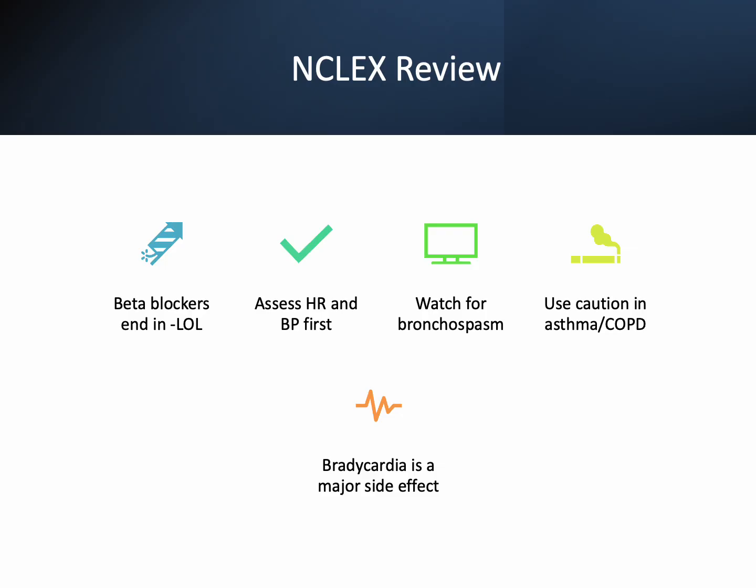NCLEX review. Beta blockers end in LOL. Assess heart rate and blood pressure first. Check for bronchospasm and use caution if the patient has asthma or COPD because of the beta 2s. Bradycardia is the most common and major effect because you're slowing down the heart rate and decreasing the blood pressure, and that can dip their heart rate below 60, which is something you need to watch out for.